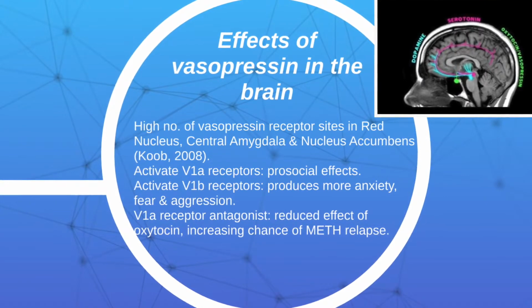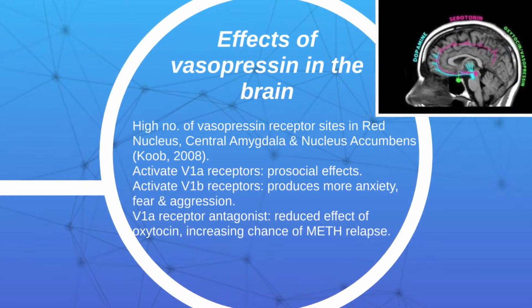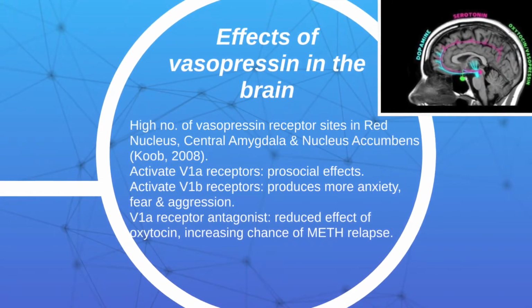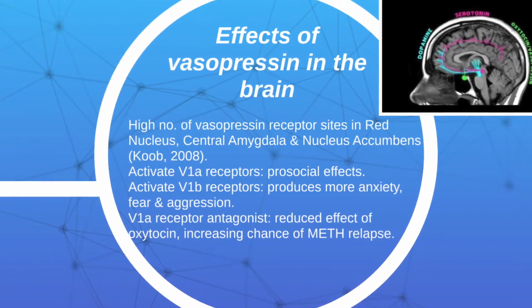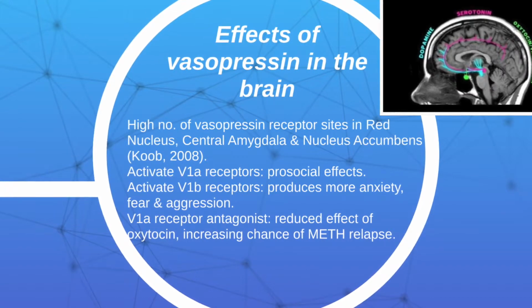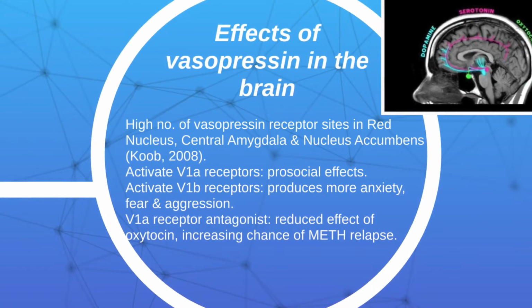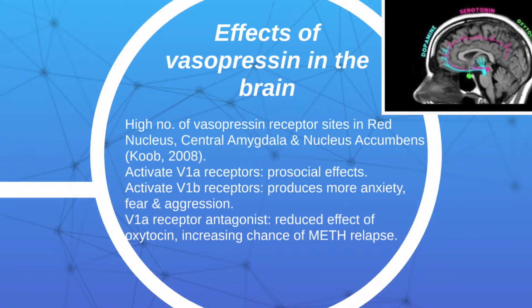and aggression. V1A receptor antagonists reduce the effect of oxytocin, increasing the chance of meth relapse. So hence, blocking V1A receptors was able to produce those symptoms of addiction to drugs and relapse back into the addiction state.